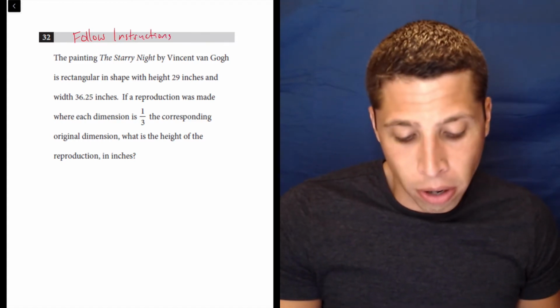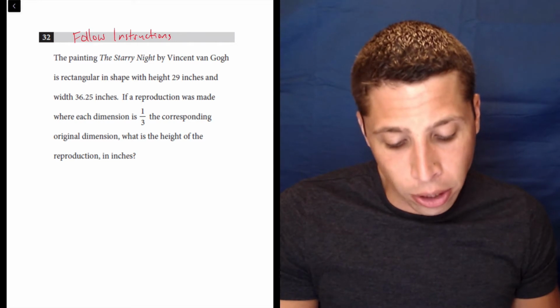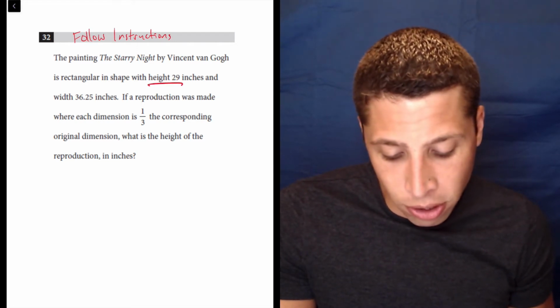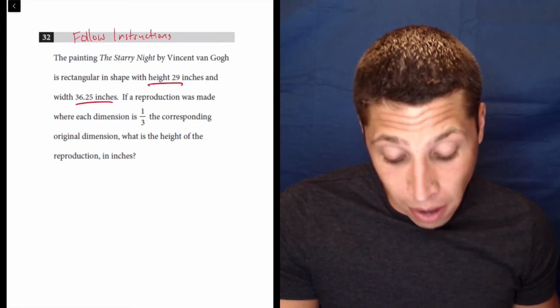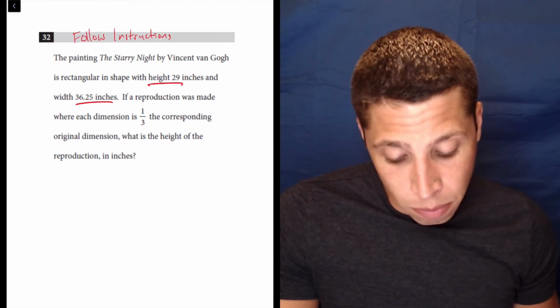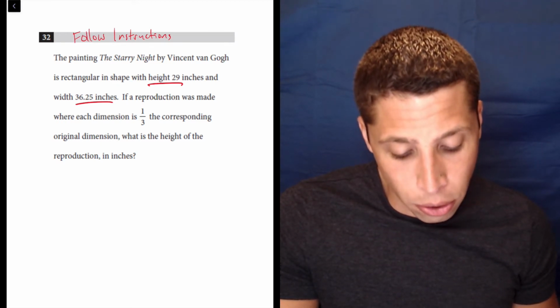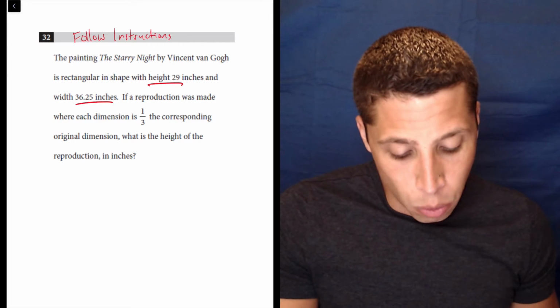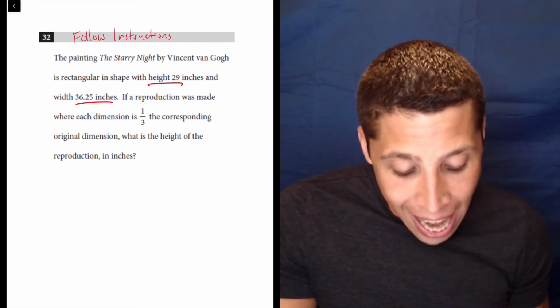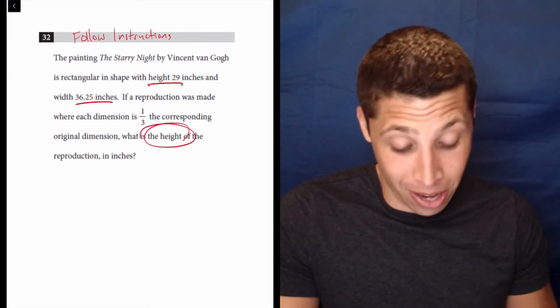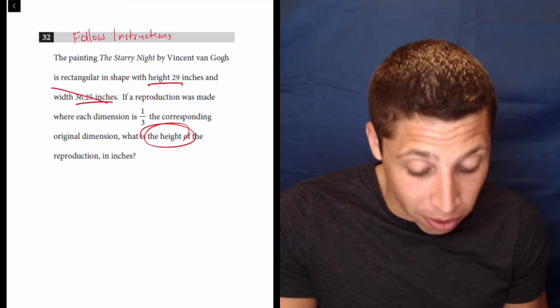The painting The Starry Night by Vincent van Gogh is rectangular in shape with a height of 29 inches and a width of 36.25 inches. If a reproduction was made where each dimension is 1/3 the corresponding original dimension, what is the height of the reproduction in inches? Height. The height. Okay? So we don't care about the width.